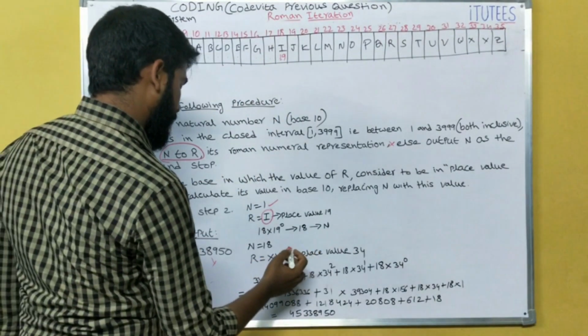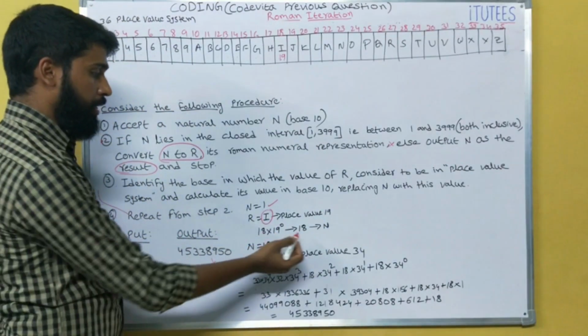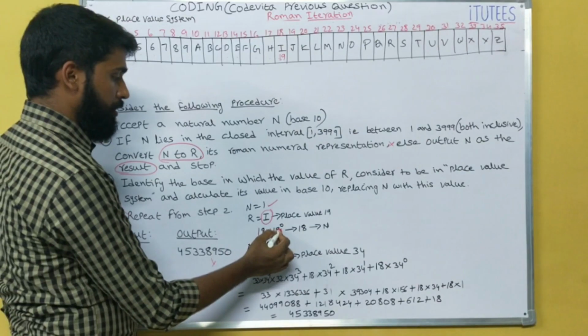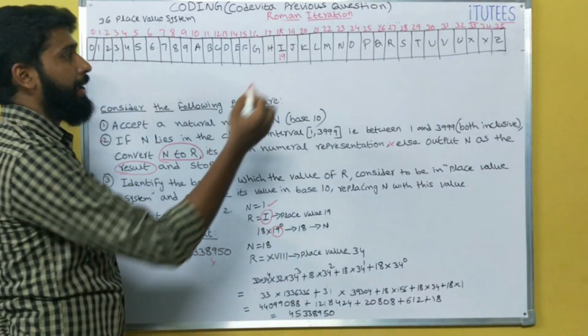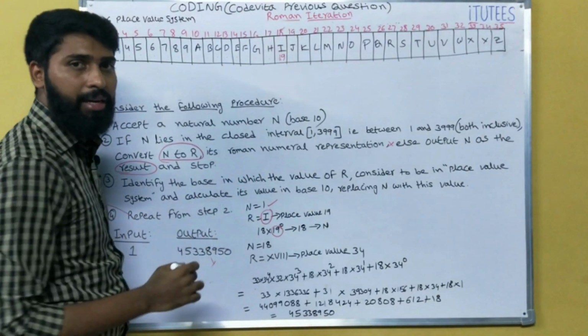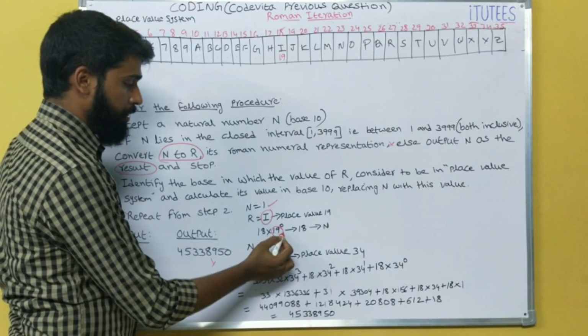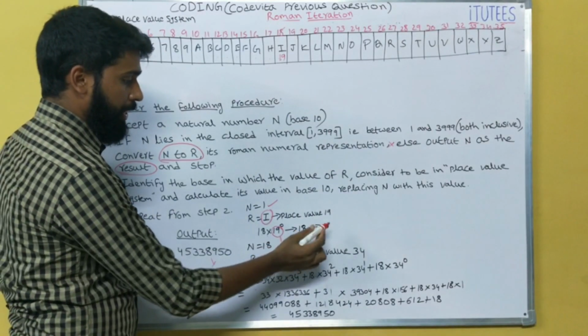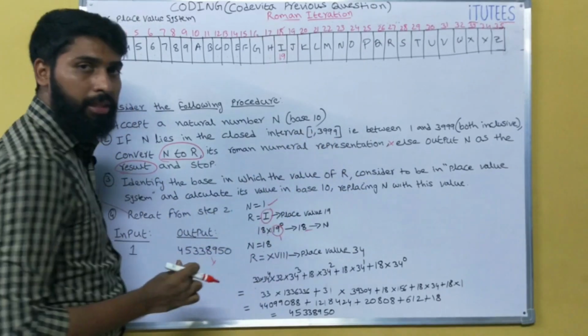So now I convert the I into a normal number. What is the place value? 19 power 0 into what is the index of I? 18. 18 is the index of I. 18 into 19 power 1. 19 power 0 means it becomes 1. 18 into 1 is 18. Now this is the n and it lies between 1 to 3,999.